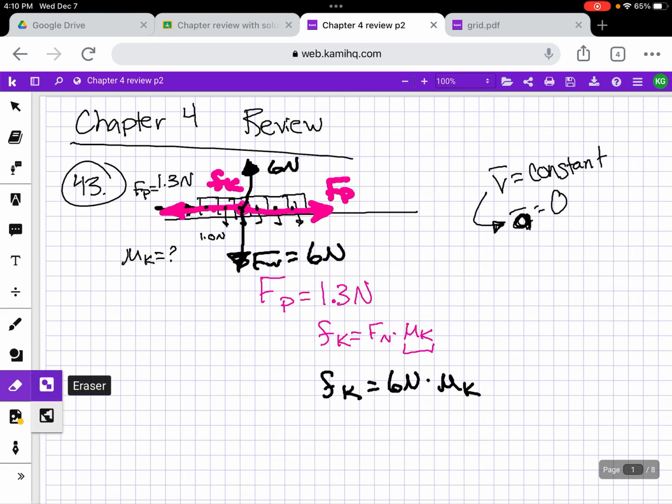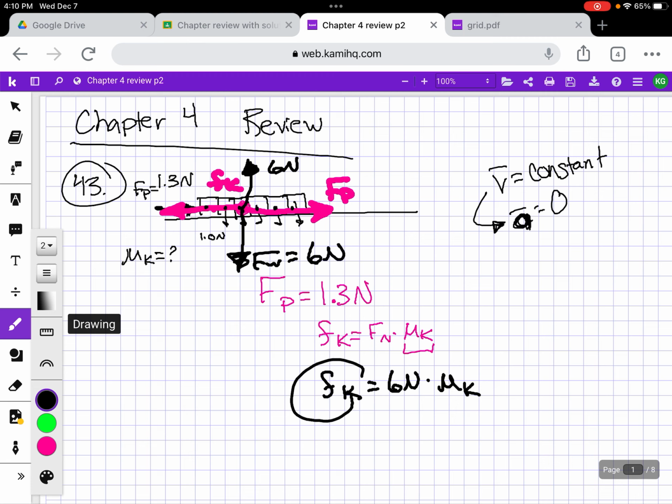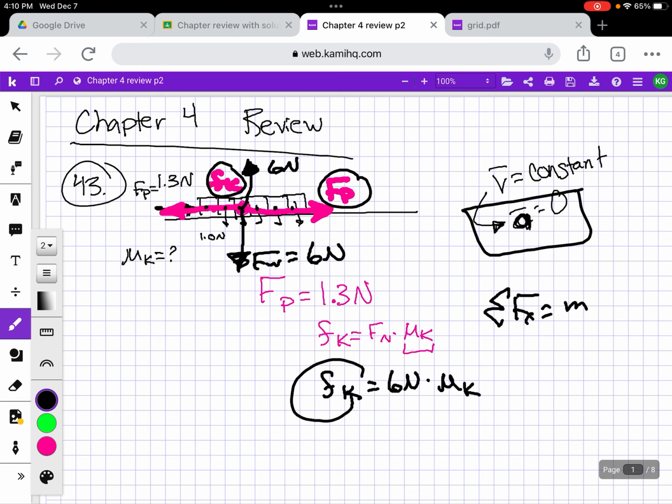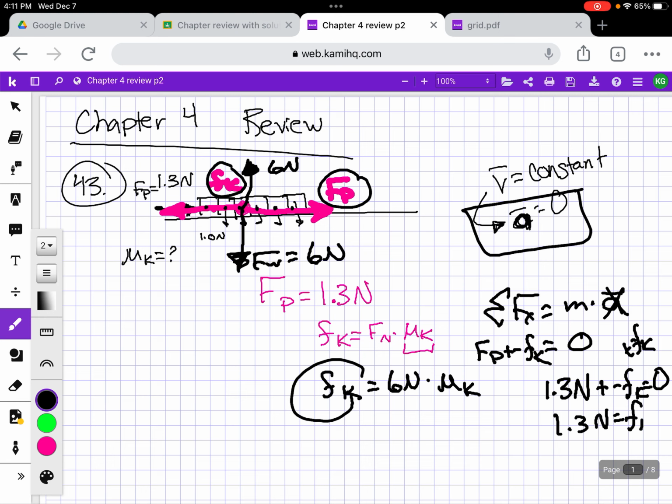But one thing we also know is that this kinetic friction is going to be equal to the force push, because acceleration is 0. If you really wanted to, you could sum the forces in the x and set them equal to mass times acceleration. Acceleration is 0, so you set it equal to 0. The only two forces you have are the force push and a negative friction. Force push is 1.3 newtons, plus negative kinetic friction is equal to 0. Add kinetic friction to both sides, and you get kinetic friction is 1.3 newtons, that you can plug in here.